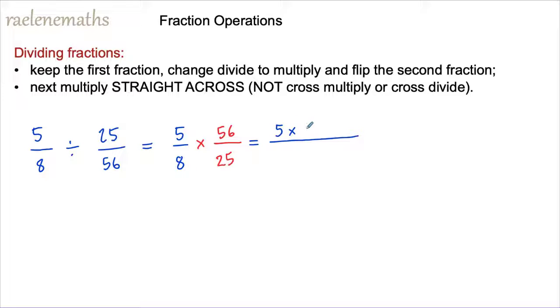56 and 8 have a common factor of 8, so I'll factorize the 56 as 8 times 7, but I won't factorize the 8 because I don't need to break it down any further. 25 is 5 times 5, and I see that I have a common factor in the top with the 5. So I reduce the 5s, I reduce the 8s, and I'm left with a top-heavy or improper fraction of 7 over 5.